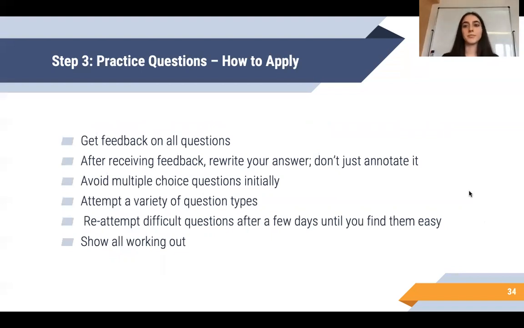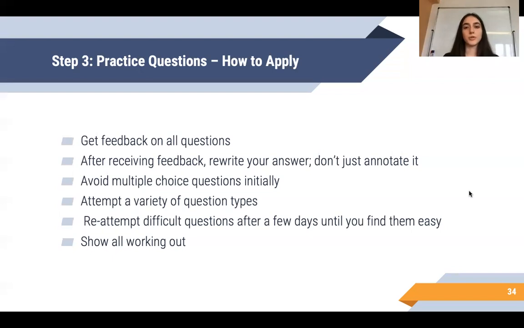And how do you apply this method? You have to get feedback on every single question that you do. If you do a question and you don't get feedback, there's really no point in doing it because you don't know if you did it correctly or not. After you receive feedback, always rewrite your answer. Don't just annotate it because you're going to forget it. But if you write it out again, you're more likely to retain the answer.